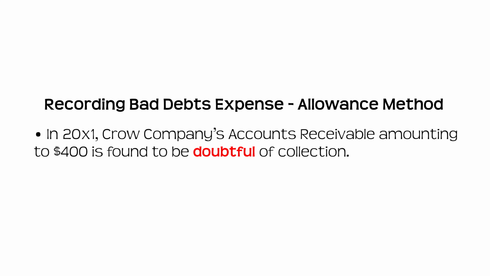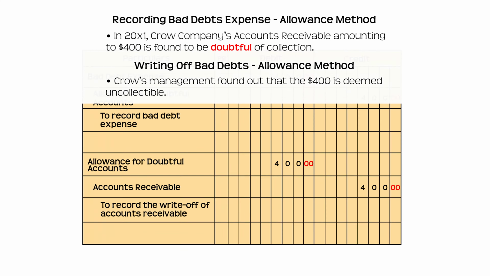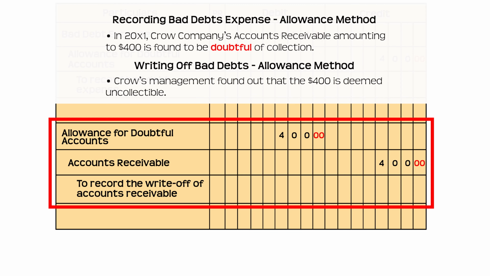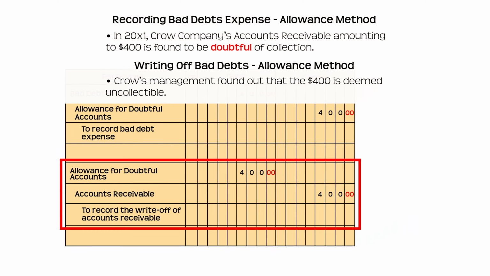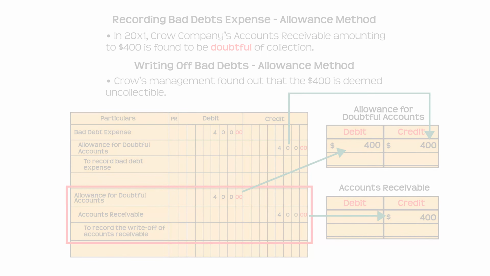When accounts are deemed uncollectible, they are written off against the allowance for doubtful accounts. Continuing the example, Crow's management found out that the $400 is deemed uncollectible. The journal entry would be a debit to allowance for doubtful accounts and a credit to accounts receivable. When it becomes certain that the accounts receivable becomes uncollectible, the AR balance should be offset against the allowance for doubtful accounts.